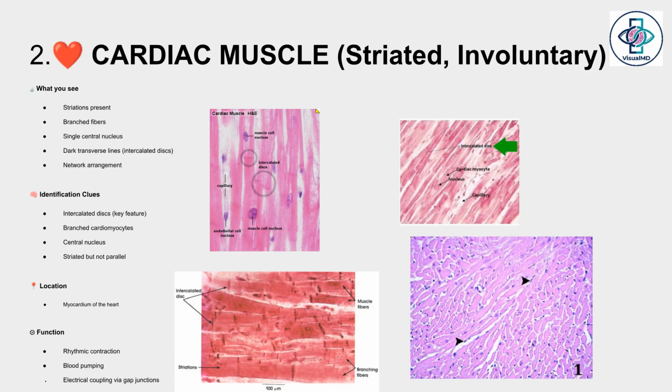Cardiac muscle is striated and involuntary, characterized by branched fibers and a single central nucleus. A key feature is the presence of intercalated discs, supporting rhythmic contraction.